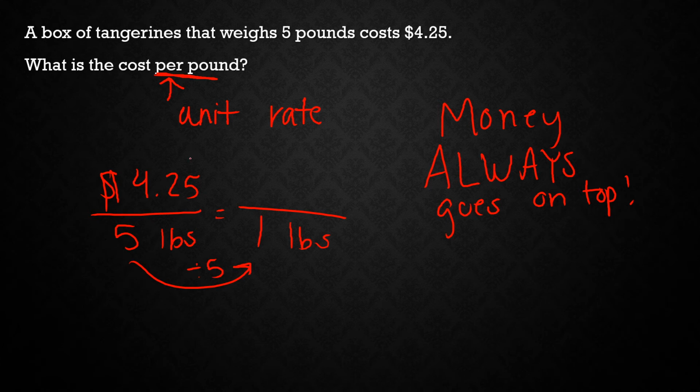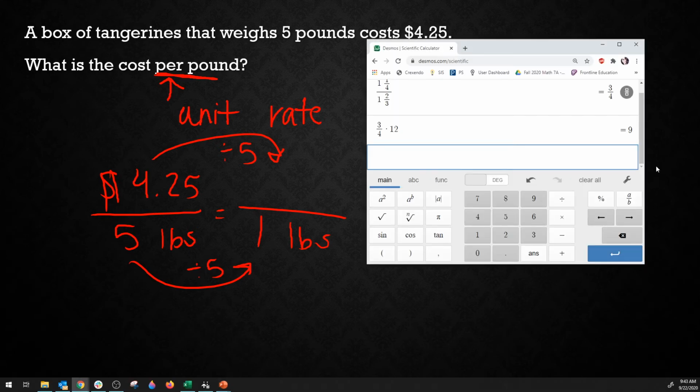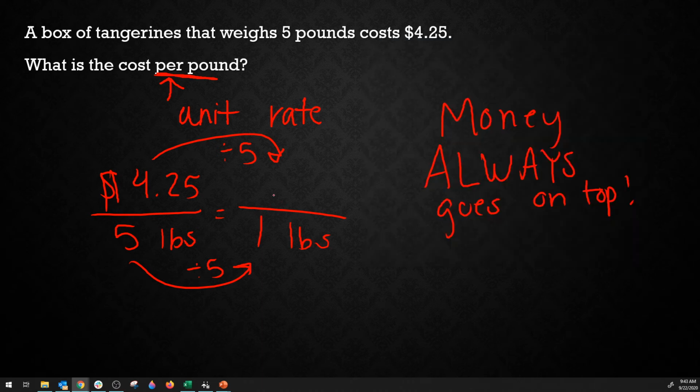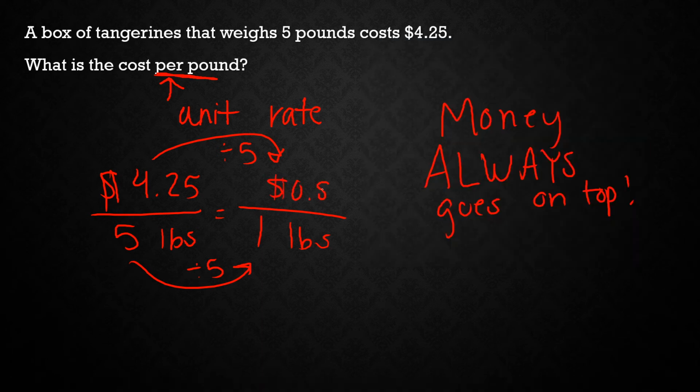5 divided by 5 gives me that 1. I need to divide my top by 5. So let's pull back my calculator here. 425 divided by 5 gives me 0.85. So 0.85 is the cost per pound.